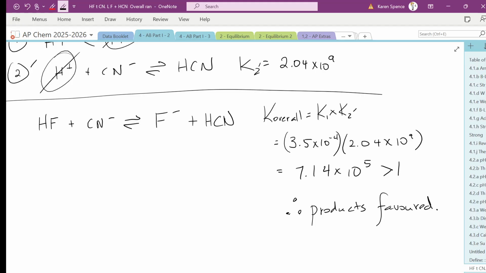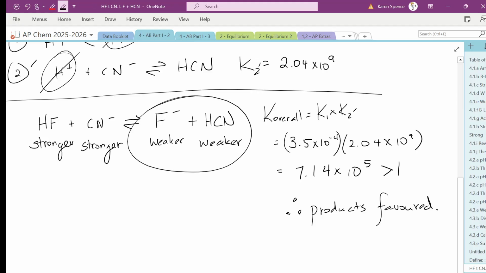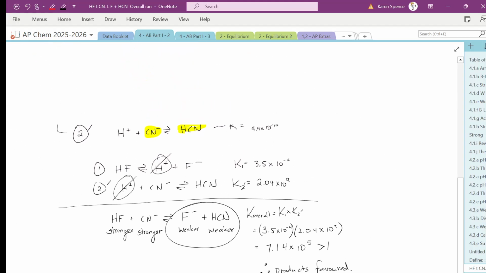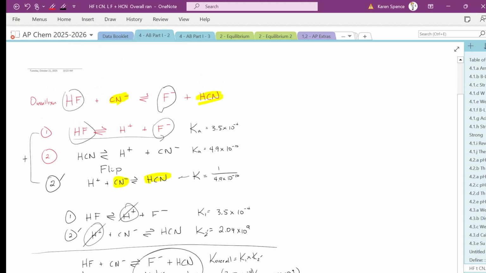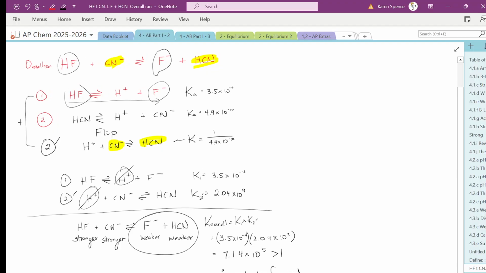Okay, because for you, all you would have to do is say, this is a stronger weak acid, this is the weaker weak acid, which means that both weaker things are always on the same side, right? Both stronger things are always on the same side, and we always favor the weaker side, and our products are favored, and we didn't have to do any math. That's it. That's as far as it goes. Yes, Taranya.